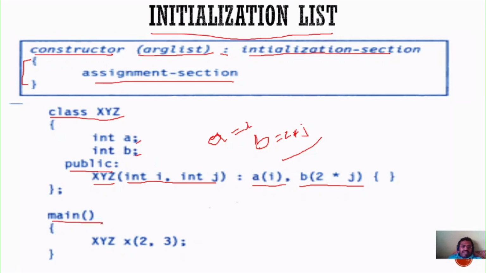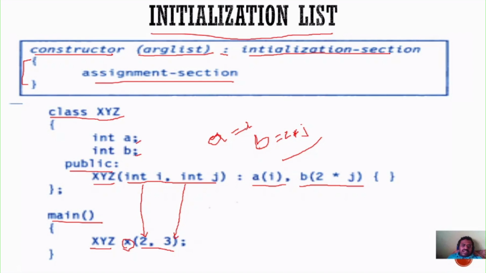Now in the main function, we are going to create an object called x, which is of the class XYZ. Whenever an object is created, it is going to initialize the private data members of the class XYZ. That is the constructor. Now we have to pass the two arguments here, that is 2, 3. Now 2 will be assigned to i here, whereas 3 will be assigned to j here.